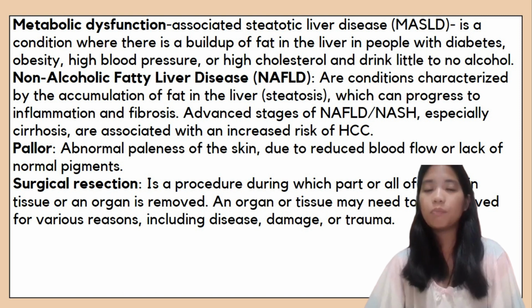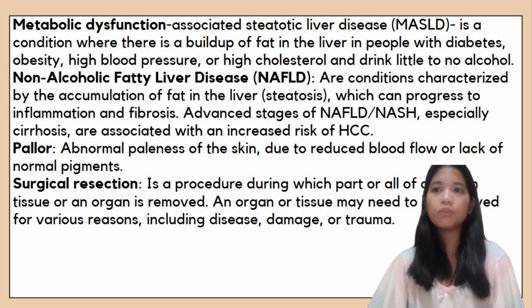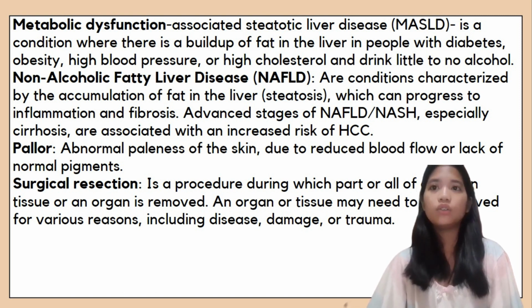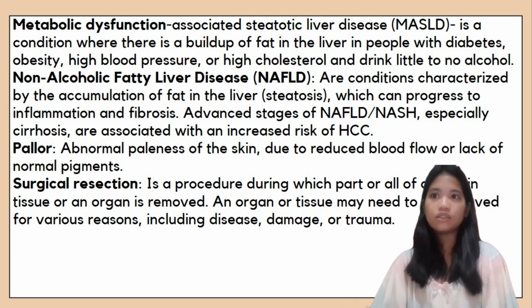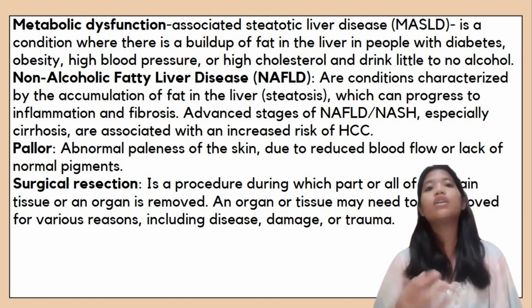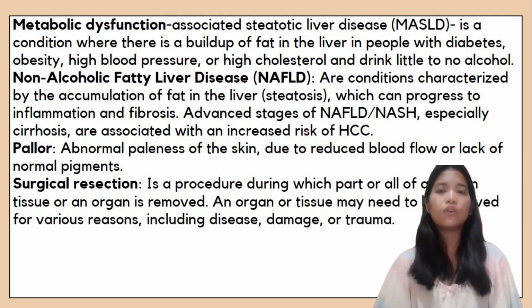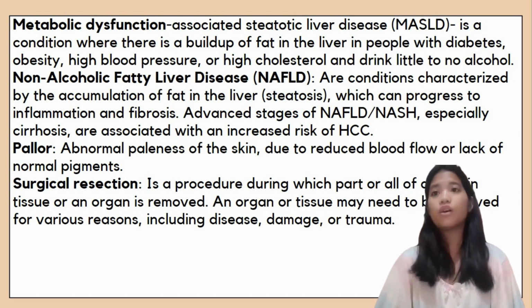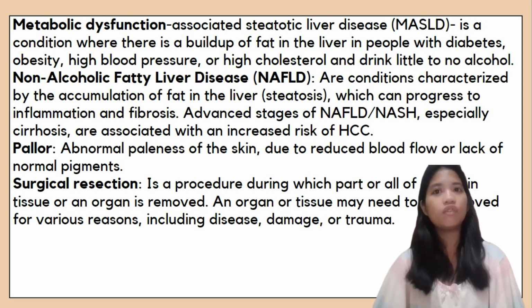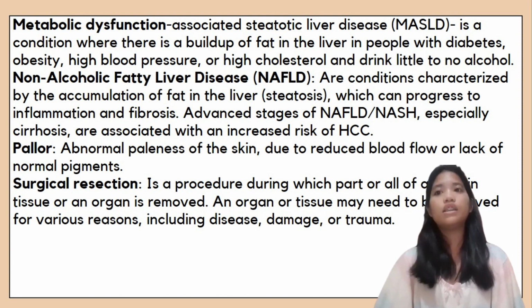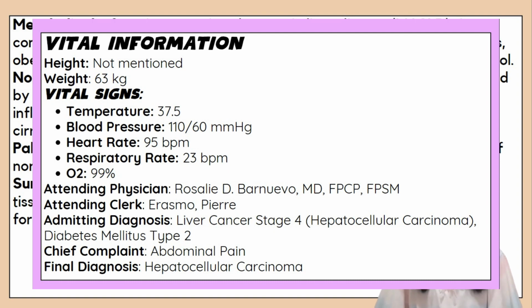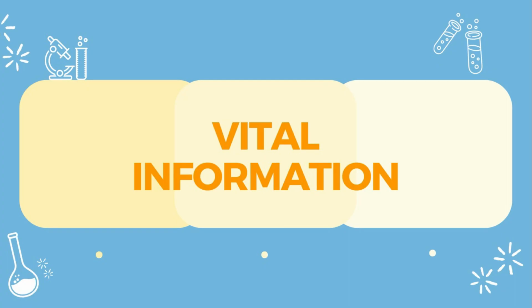So next is pallor. So pallor is an abnormal paleness of the skin due to reduced blood flow or lack of normal pigments. And last is surgical resection. So surgical resection is a procedure in which part or all of a certain tissue or an organ is removed. So an organ or tissue may need to be removed for various reasons like disease, damage, or trauma.